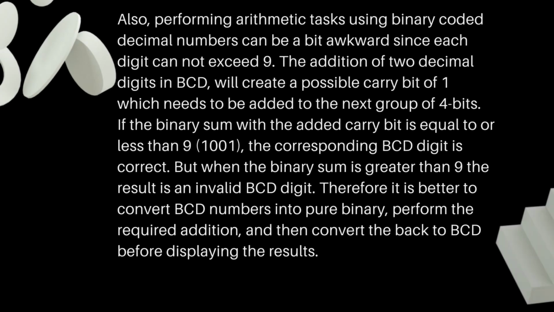Also, performing arithmetic tasks using binary coded decimal numbers can be a bit awkward since each digit cannot exceed 9. The addition of 2 decimal digits in BCD will create a possible carry bit of 1 which needs to be added to the next group of 4 bits. If the binary sum with the added carry bit is equal to or less than 9, the corresponding BCD digit is correct. But when the binary sum is greater than 9, the result is an invalid BCD digit. Therefore it is better to convert BCD numbers into pure binary, perform the required addition, and then convert them back to BCD before displaying the results.